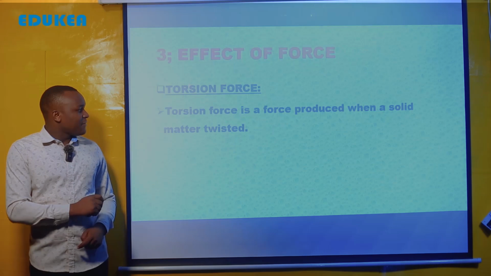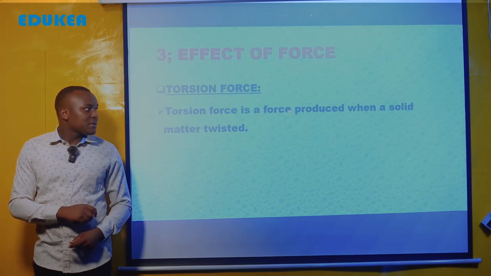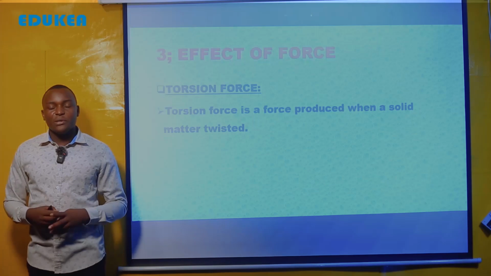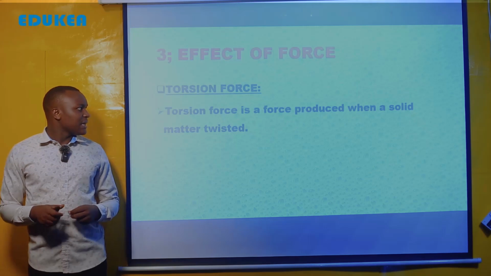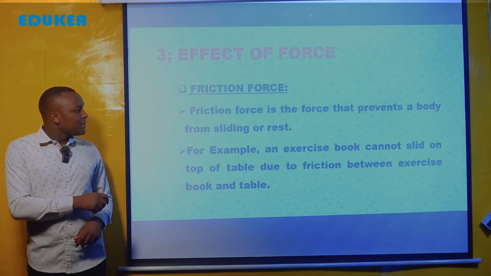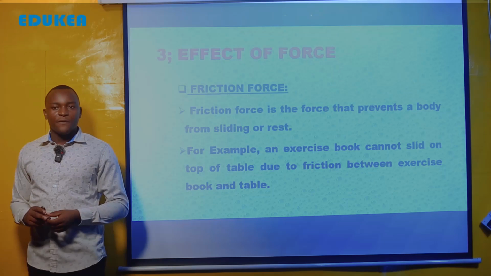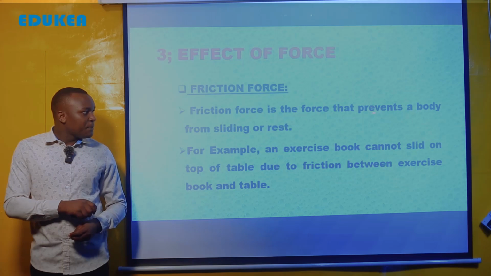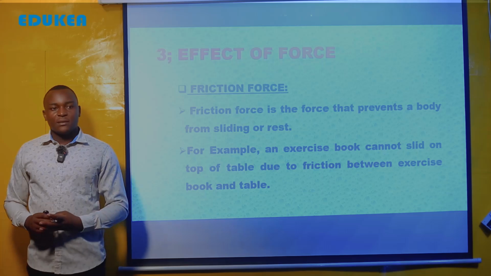Also there is another force which is called a torsion force. A torsion force is a force produced when a solid matter is twisted. When you twist a solid matter, you will get a torsional force. Another force is what we call friction force. Friction force is a force that prevents a body from sliding or at rest.